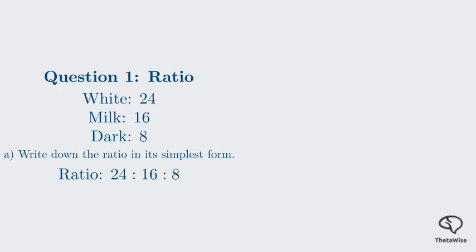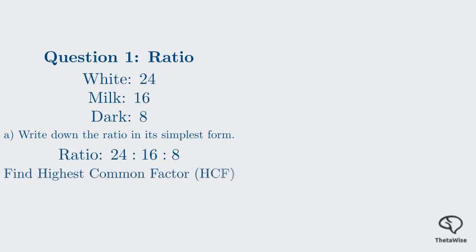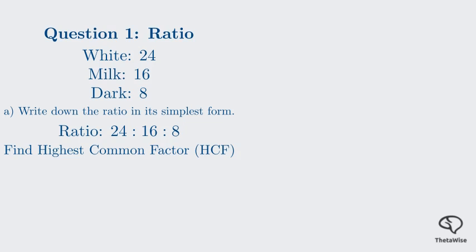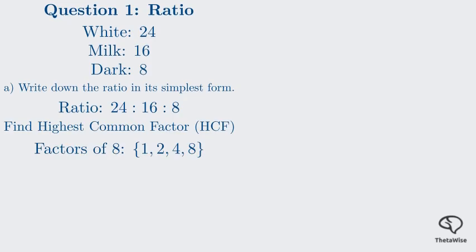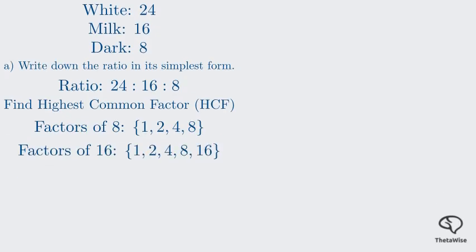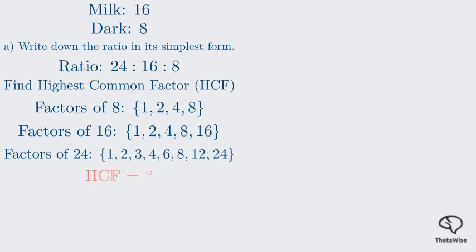First, we write the numbers in the order requested. Notice that the question specifically asks for white to milk to dark. To simplify a ratio, we look for the highest common factor of all three numbers. The factors of 8 are 1, 2, 4, 8. The factors of 16 are 1, 2, 4, 8, 16. And the factors of 24 are 1, 2, 3, 4, 6, 8, 12, 24. The highest number that goes into 24, 16, and 8 is 8.